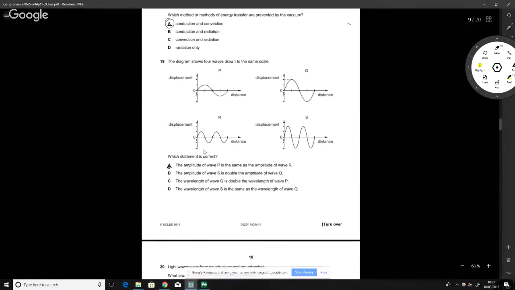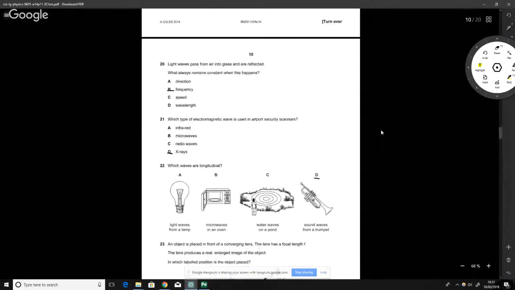All right, this is basically just reading the graphs correctly since they have the same scaling. What statement is correct? The statement that is correct is the amplitude of the wave P is the same as the amplitude of the wave R. And you can see it, they both have the same amplitude. All right, let's keep moving.